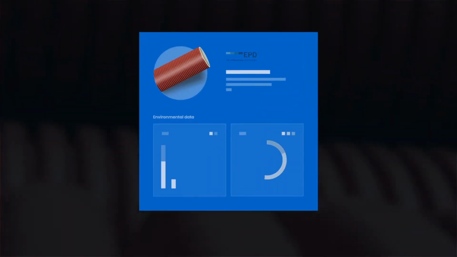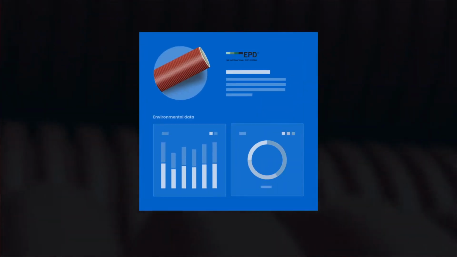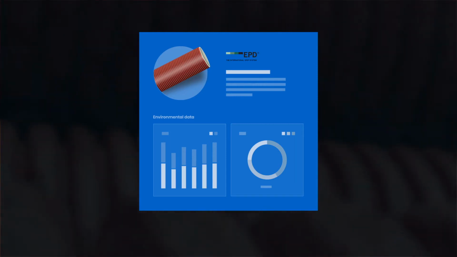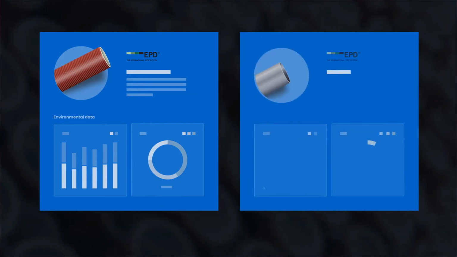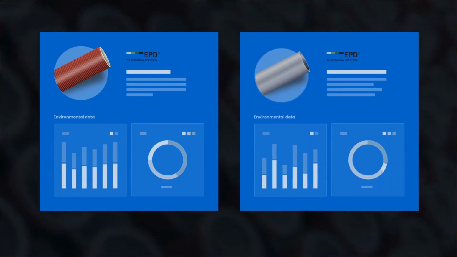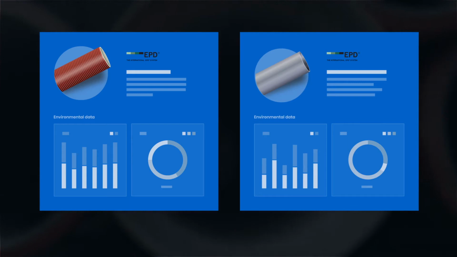The EPD is a voluntary Type 3 declaration that quantifies environmental information of the life cycle of a product. This allows developers to compare the environmental impact of products fulfilling the same function.